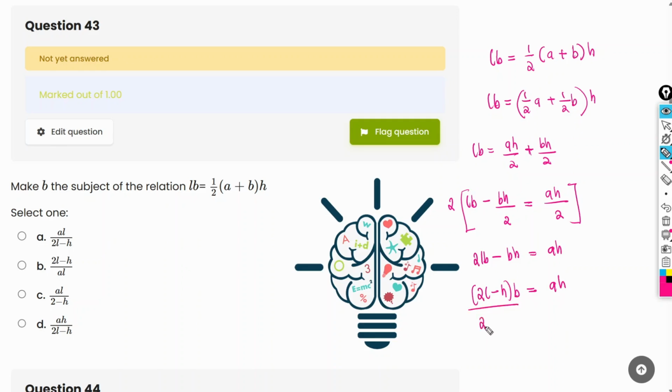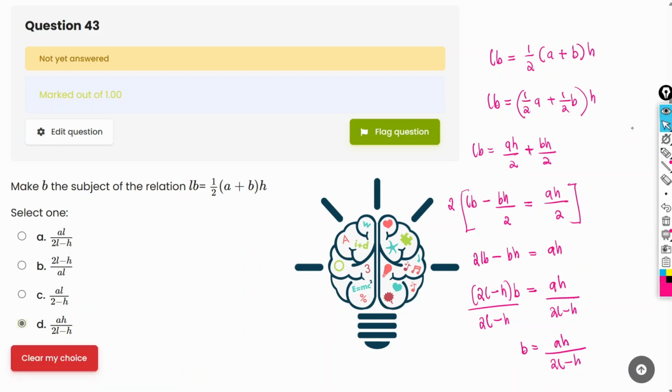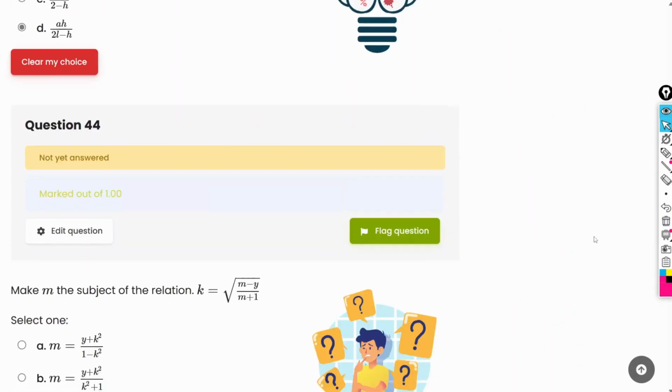I'll divide both sides by 2l minus h, and I'll get b is equal to ah over 2l minus h. That's option D. So you might not have gone my route, but my route is not the only route to the solution. But if you did not arrive at this solution, then you definitely made a mistake with the route you took, and you want to check everything. But I think multiplying the whole thing by 2 just makes your life easier. So that's question 43.